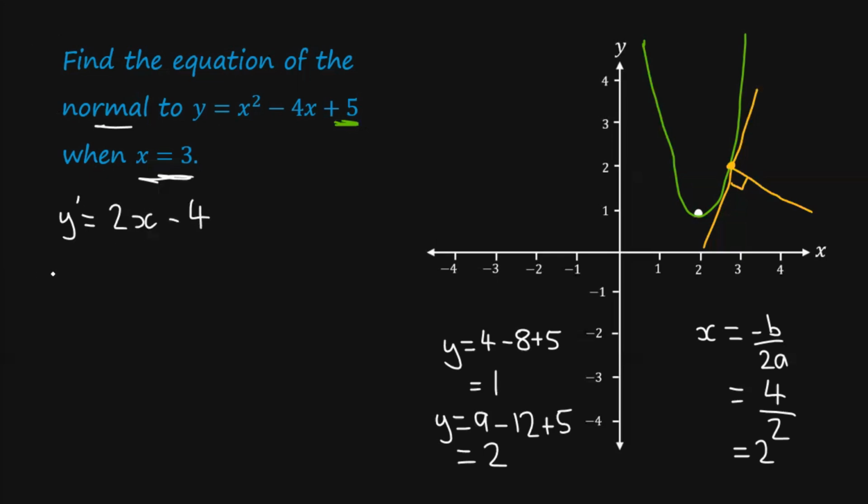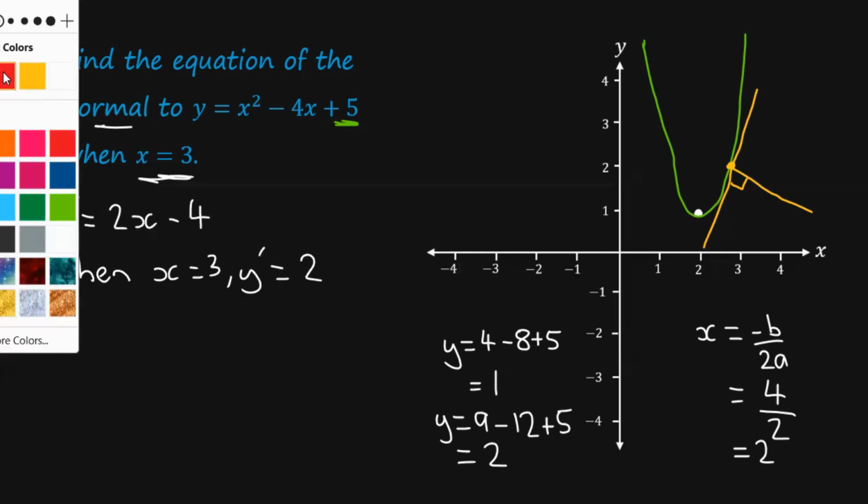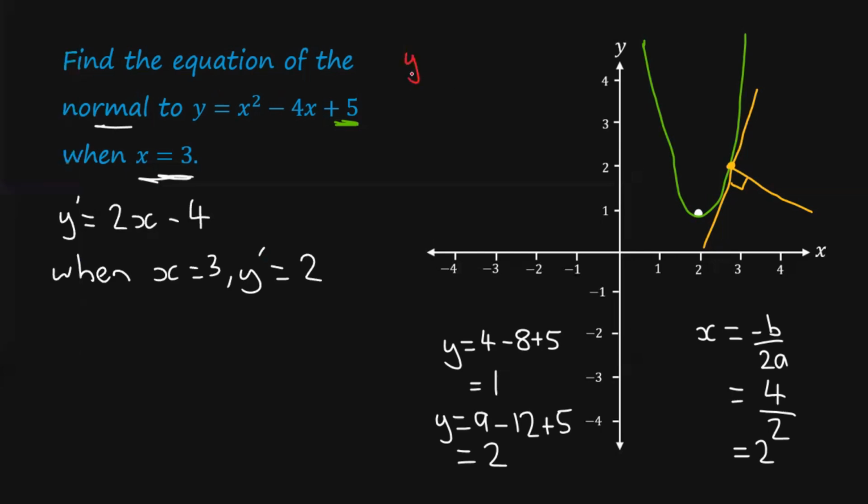Now what we need to do is find the value of that at the point x equals 3. When x equals 3, the derivative is going to equal 6 minus 4, which is just going to be 2. If we substitute this into our formula, and I'll just write this up, this is the formula that we're going to use to find the equation of the normal: y minus y1 equals m(x minus x1).